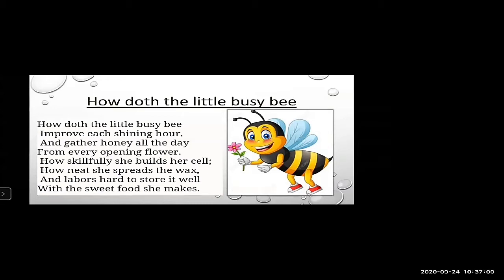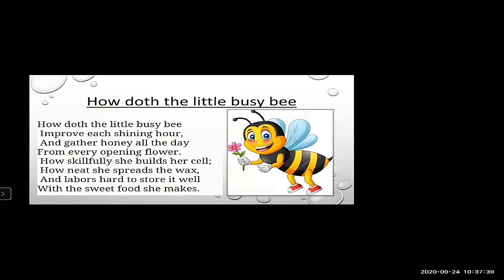How doth the little busy bee improve each shining hour and gather honey all the day from every opening flower? How skillfully she builds her cell, how neat she spreads the wax, and labors hard to store it well with the sweet food she makes. Now, this poem is about a busy bee. You can see the picture of a honeybee next to you. It is about the honeybee which works hard all day to collect honey.